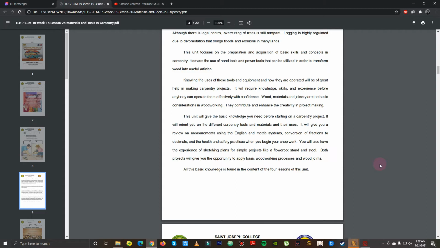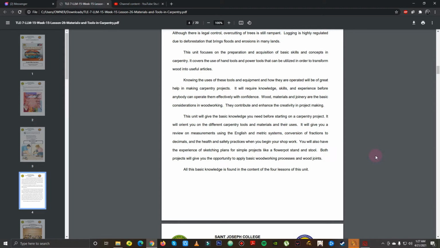Wood, materials, and joinery are basic considerations in woodworking. They contribute and enhance the creativity in project making. This unit will give basic knowledge you need before starting on a carpentry project. It will orient you on the different carpentry tools and materials and their uses.